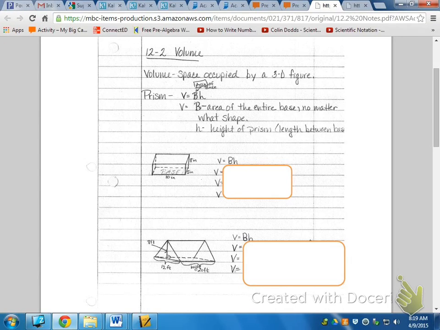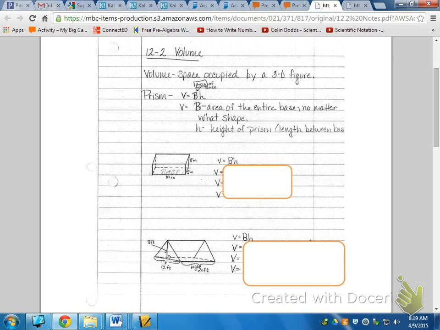This is lesson 12-2, volume of prisms. So basically, first of all, talking about volume, it is the space that is occupied by a three-dimensional figure. It's the capacity of it. How much can it hold?